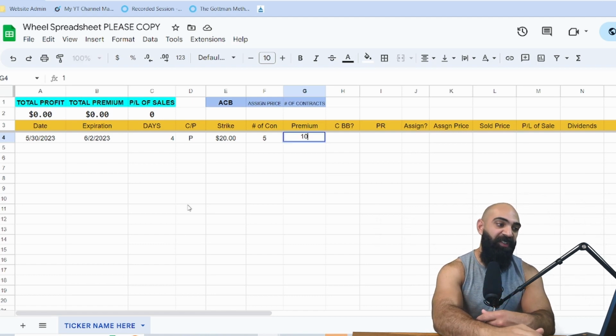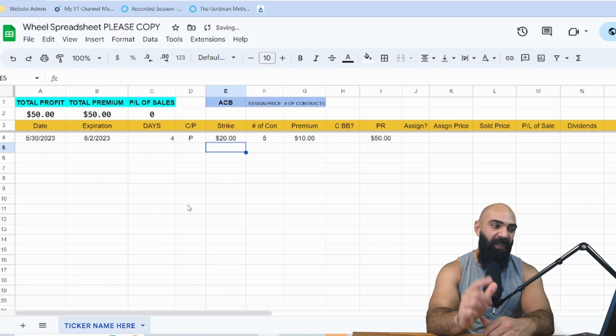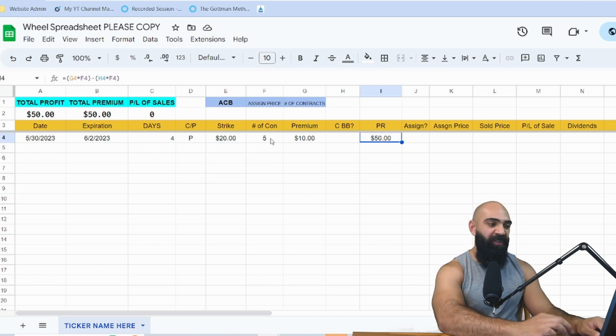So you're not going to type in 10 cents. You're going to type in $10 because that's the amount of premium you received per contract. So then you don't have to type in 0.1 every time. You just do the actual money you got. If you don't like that, you can change the equation at the top to make it adjust for that.